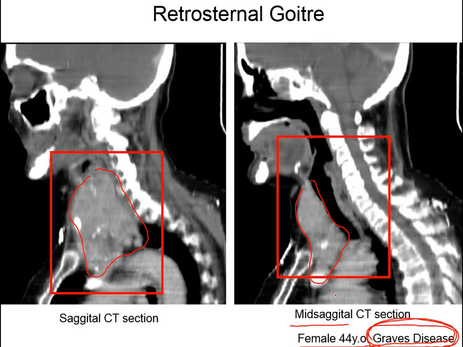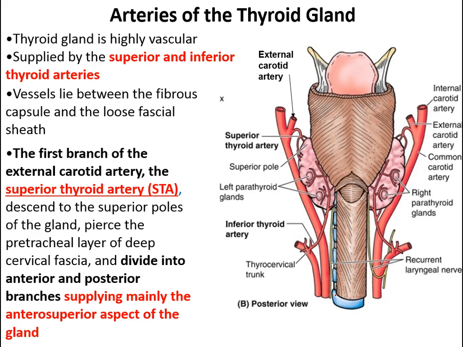Let's continue with anatomy. Let's talk about arteries of thyroid gland. Thyroid gland is highly vascular, and the gland is so important that it takes 5 times more blood per unit weight than the kidneys and 25 times more than the brain. Approximately 100 milliliters of blood passes through the gland per 1 minute.